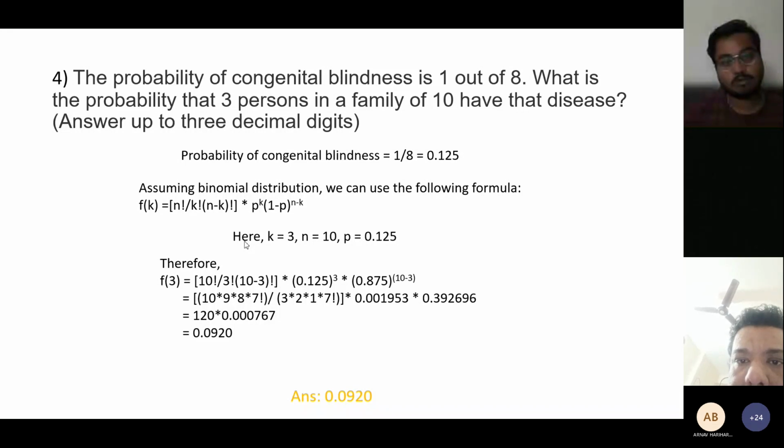If the question was, what is the probability that at least 3 persons have the disease, or at most 3 persons have the disease, then we would use a cumulative probability. Okay, thank you, sir. So cumulative probability just adds up the probability of the previous numbers. If we say what is the probability that at most 3 people have this disease, then we'll take the probability of 1 person having the disease plus the probability of 2 persons plus the probability of 3 persons. Then it adds up, so that's the cumulative probability. But in this case, we are just checking the probability for 3 persons. Thank you, sir.